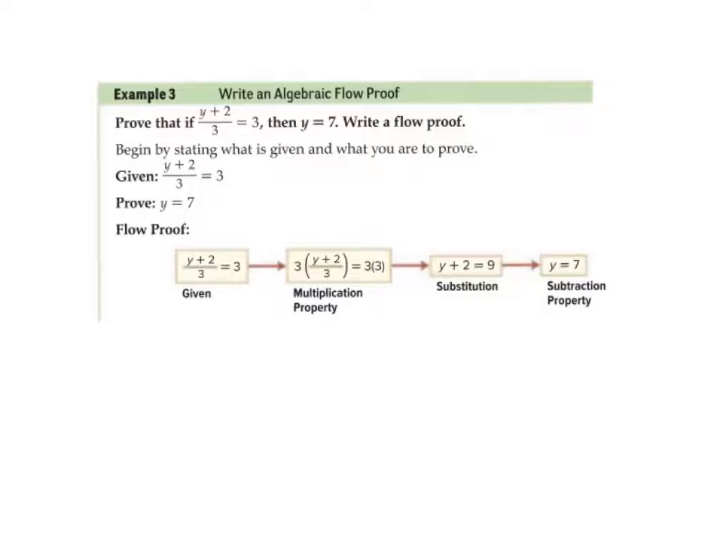Alright, so now we're moving on to example 3. Now we're writing algebraic flow proofs, okay? In other words, what you do normally in column ways, you have to go and put it in a flow chart, okay? You always start with what you've been given. In this case, you've been given that (y plus 2) all divided by 3 equals 3. So from that, you've got to prove that y equals 7.